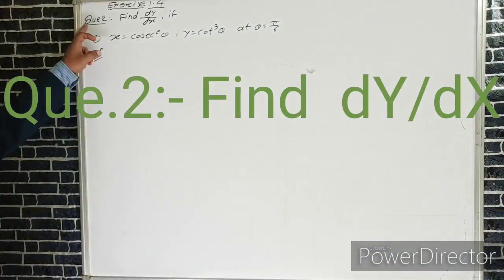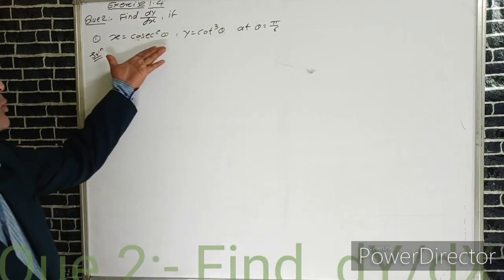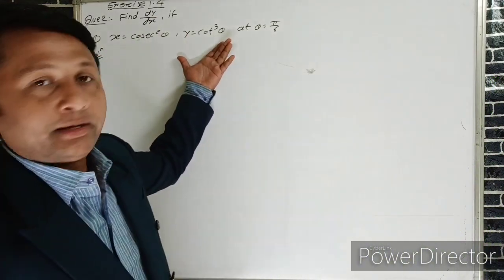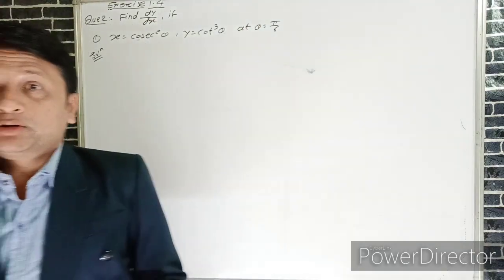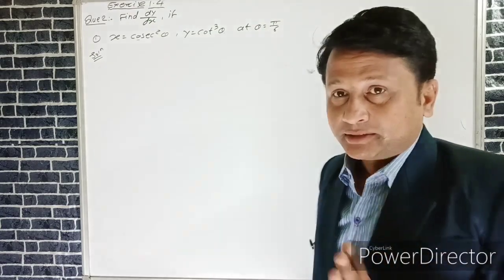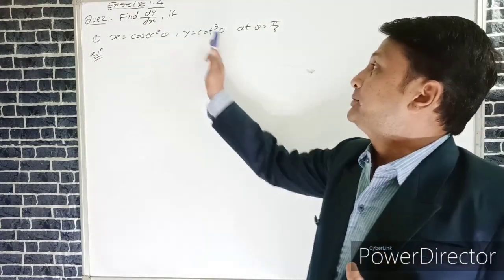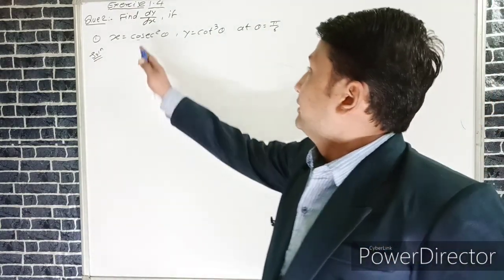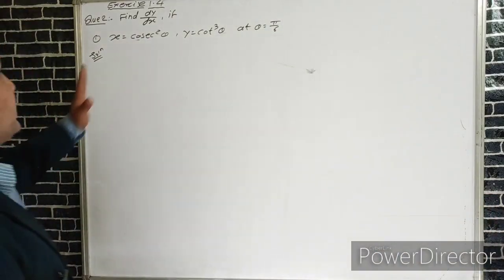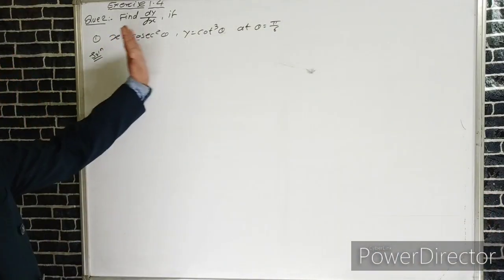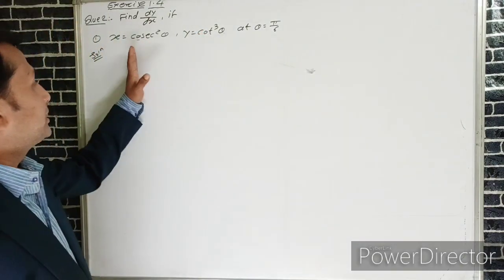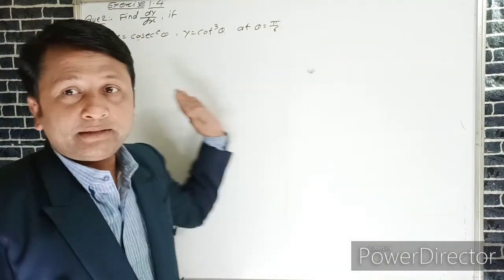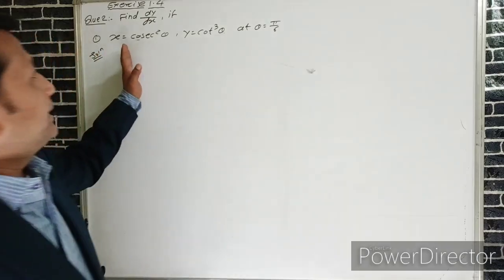Question number 2 is find dy by dx if x is equal to cosec square theta and y is equal to cot cube theta, we have to find the value at theta is equal to pi by 6. Also the given function is in the form of parametric functions. Here theta is the parameter. If we take derivative with respect to theta of both x and y, then we get dx by d theta and dy by d theta. By applying the definition of derivative of parametric function, we can find dy by dx.